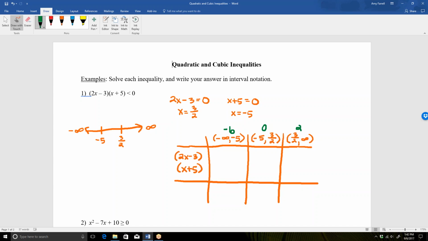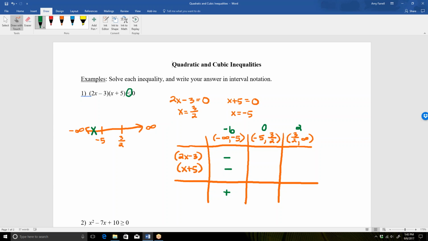So I'm going to plug these numbers into the factors. And as I mentioned before, all I'm concerned about is whether I get a negative or a positive result. When we plug negative 6 into this factor, it's really negative 15, but that doesn't really matter. All I care about is that I get a negative result. When I plug negative 6 into this factor, I also get a negative result. If this factor is negative and this factor is negative, a negative times a negative is a positive. So when negative 6 gets plugged into the inequality, we get a positive result, which means, if you look at the original inequality symbol, we're looking for less than 0. So negative 6 is not part of our solution set.